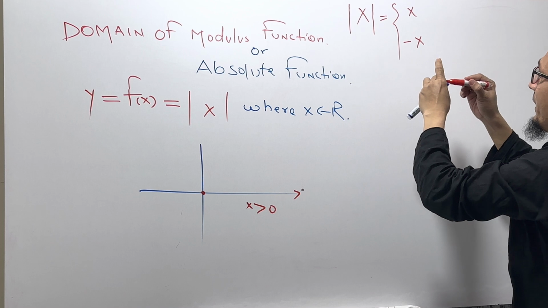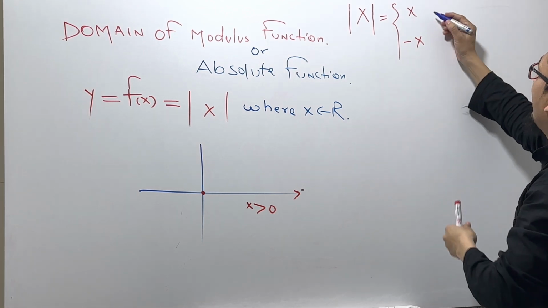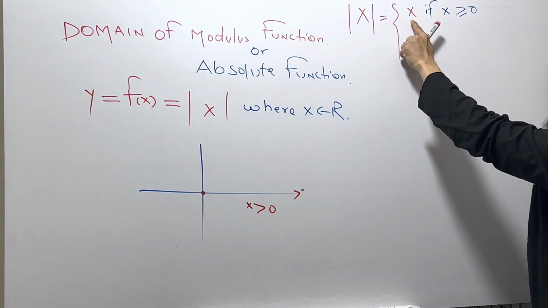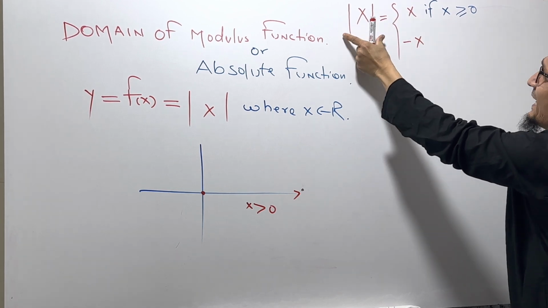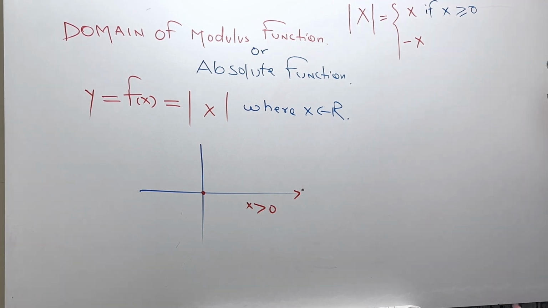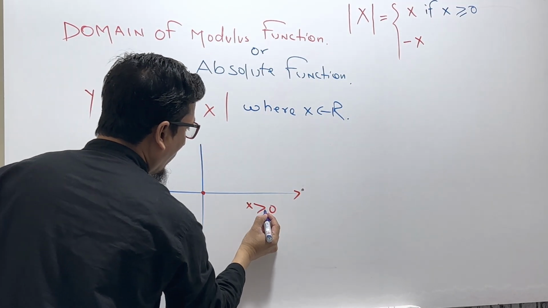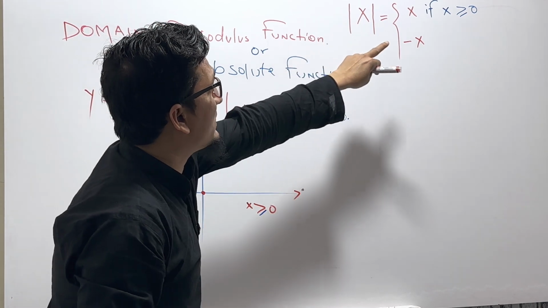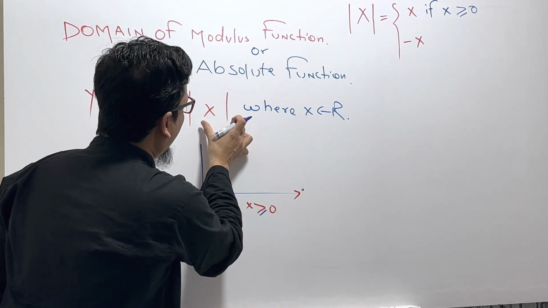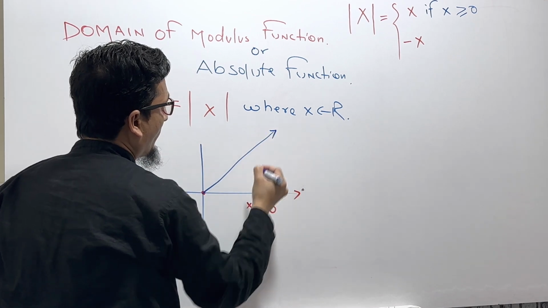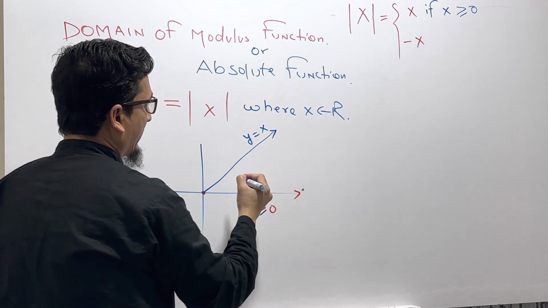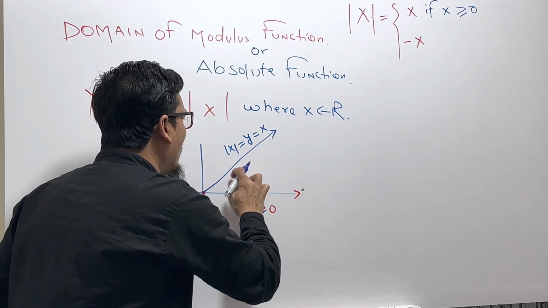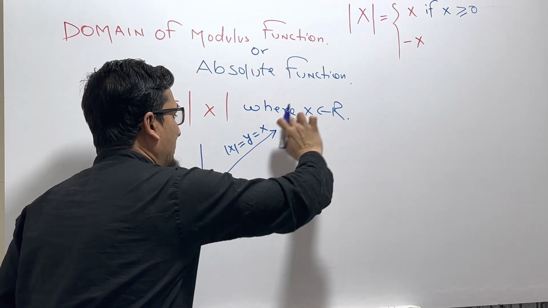So I will say here, if the value of x is 0 or greater than 0, we will say that mod of x is equal to x. Only 0 or greater than 0. So when mod of x, where x is 0 or greater than 0, we can say mod of x is equal to x. So the graph is always this one, right? This is y is equal to x, or you can say mod of x is equal to x. When x is 0 or greater than 0, it is always x, means y is equal to x, the linear equation, right?